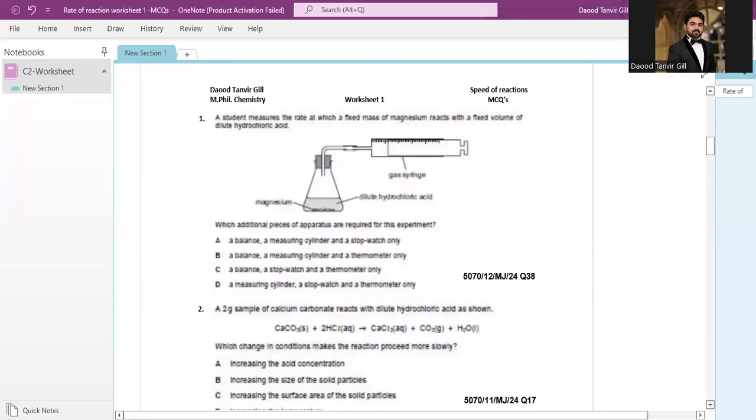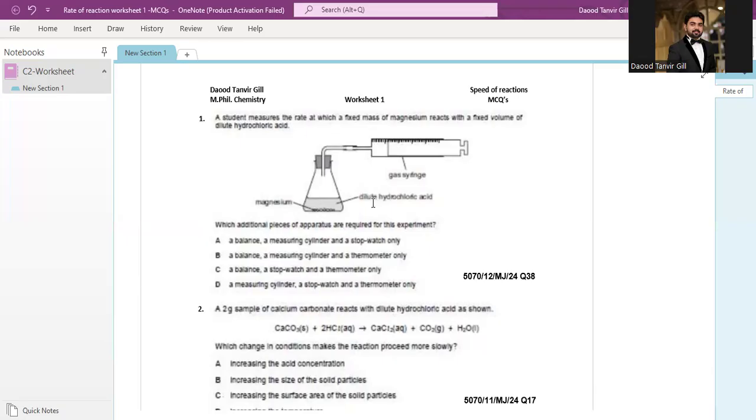In question number one, as you can see, the apparatus has already been drawn, a gas syringe and a conical flask that contains dilute hydrochloric acid and magnesium in it. So we need some additional pieces of apparatus for this experiment. So which apparatus will we be needing? Obviously, we need a stopwatch so that we can note the time at different intervals. So we will be needing a stopwatch. And what else do we need?